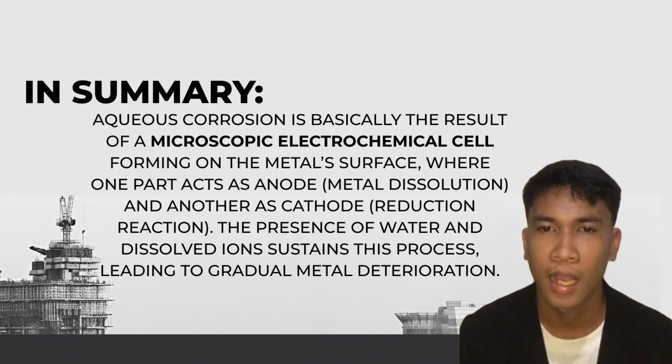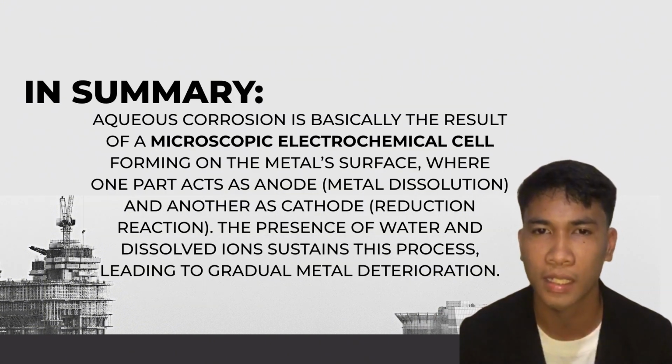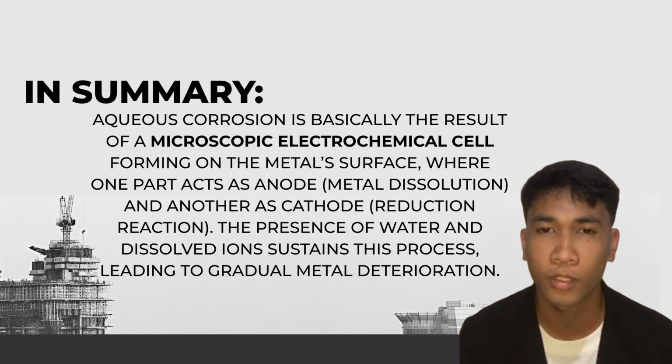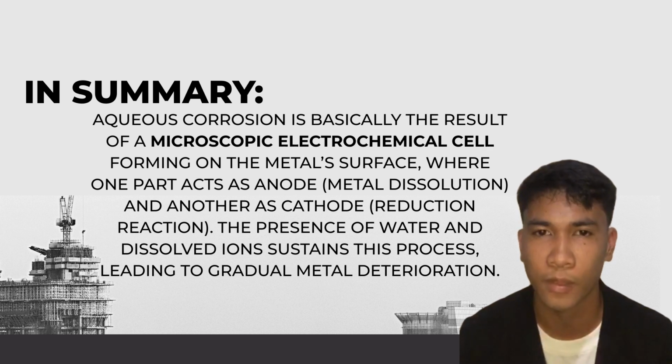In summary, aqueous corrosion is basically the result of a microscopic electrochemical cell forming on the metal surface, where one part acts as the anode, metal dissolution, and another as the cathode, reduction reaction. The presence of water and dissolved ions sustains this process, causing gradual metal deterioration.